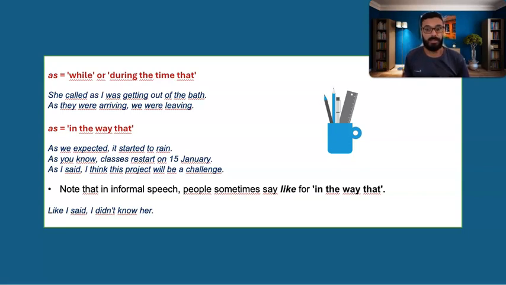Also, as means in the way that, or in the way it goes. As we expected, it started to rain. In the way we expected, exactly like we expected. As you know, classes start on 15th January. In the way that you know. As I said, I think this project will be a challenge, right? In the way that I said, I think this project will be a challenge.